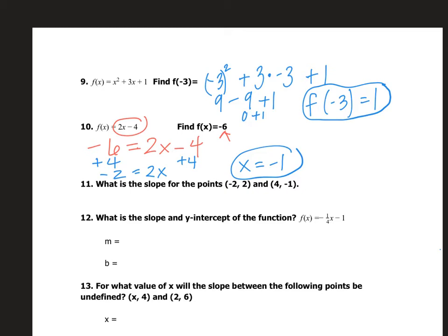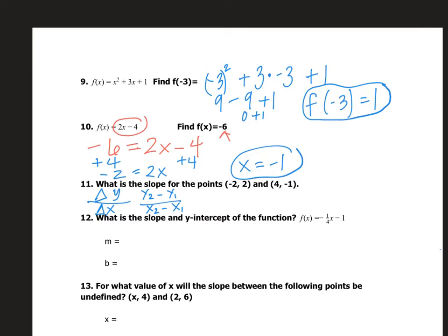All right, now we're at number 11. This question is giving us 2 points and asking for the slope. We know that slope is the change in y, and we can write that with a triangle, change in y over the change in x. So what I need to do is y2 minus y1 over x2 minus x1, since I'm given both of these points. And I don't have any missing values, and solve, and then I'll get my slope.